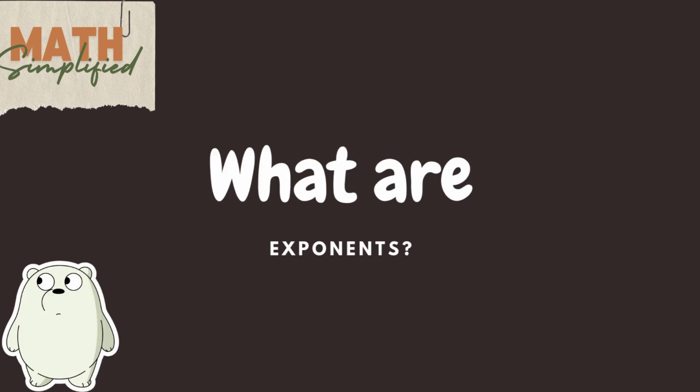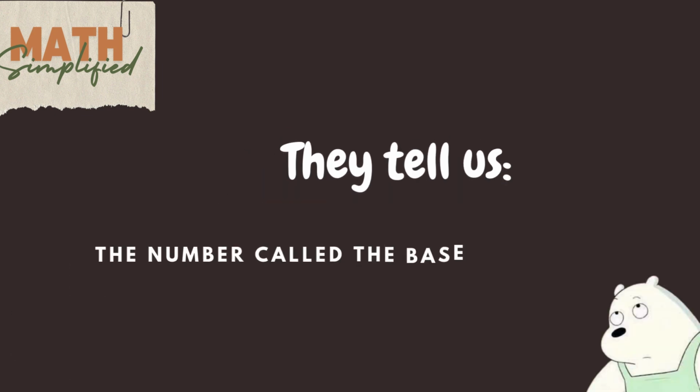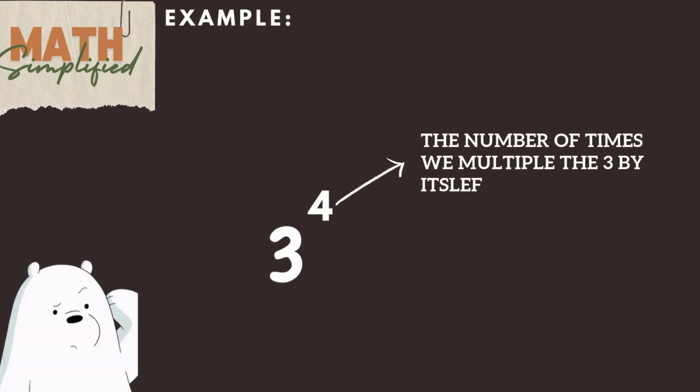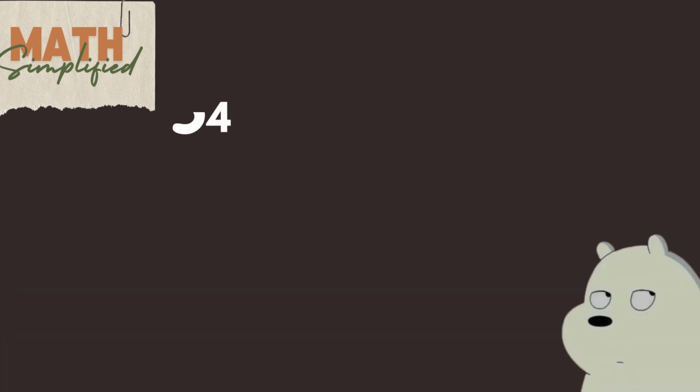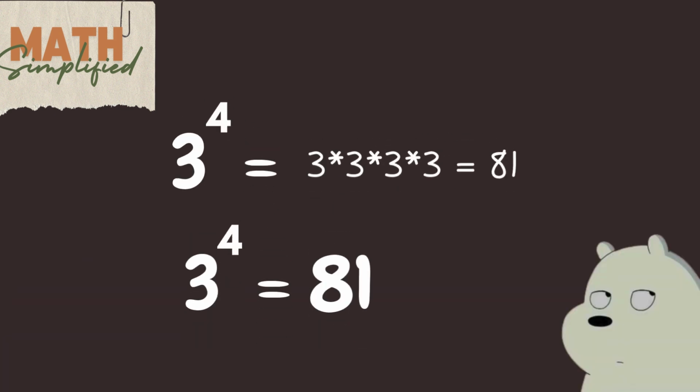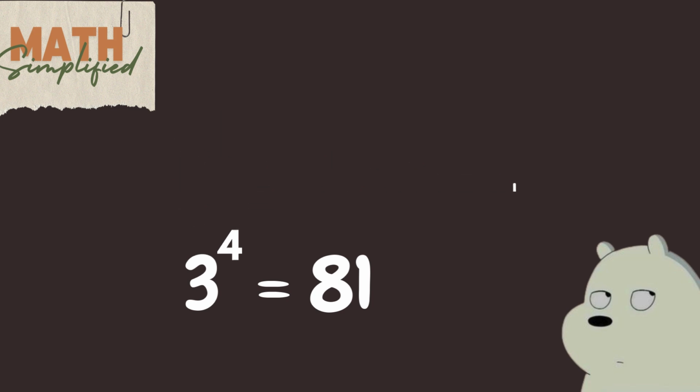Let's start with learning what exponents are. Exponents tell us how many times a number called the base is multiplied by itself. For example, if there's 3 with a little 4 on top, 3 is our base and 4 tells us how many times we're gonna multiply 3 by itself. So in this case, it's 4. We're gonna multiply 3 times 3 times 3 times 3, which is gonna give us 81.